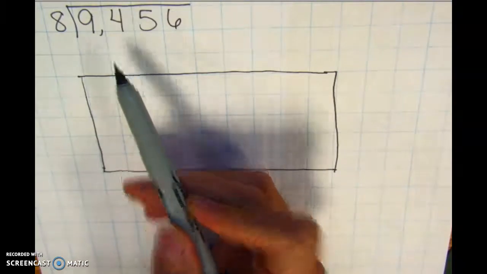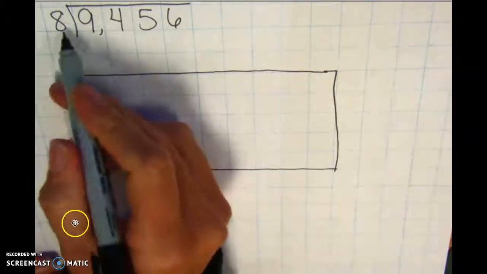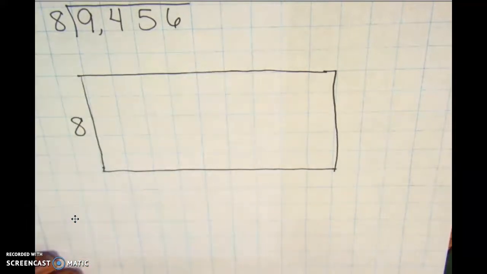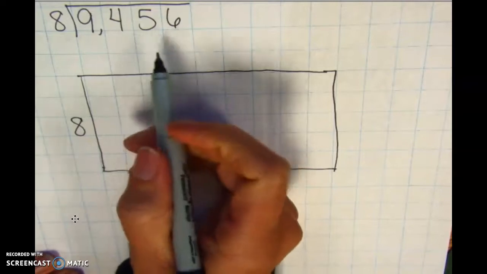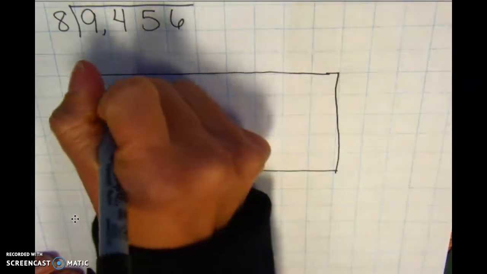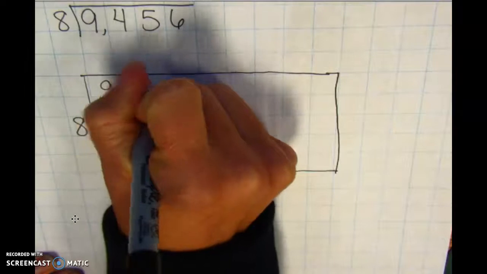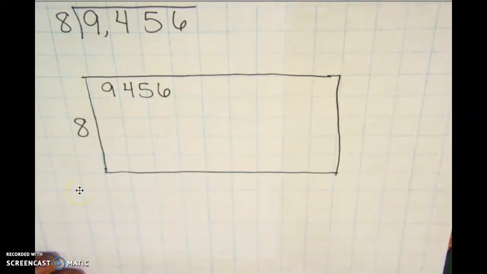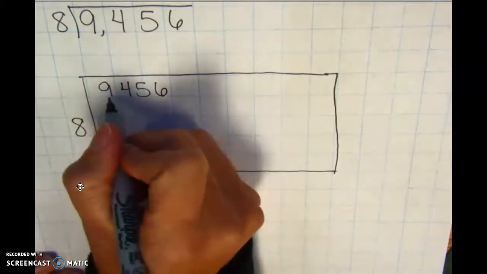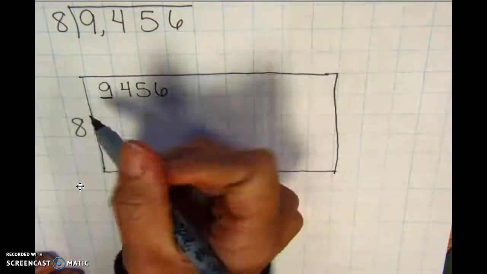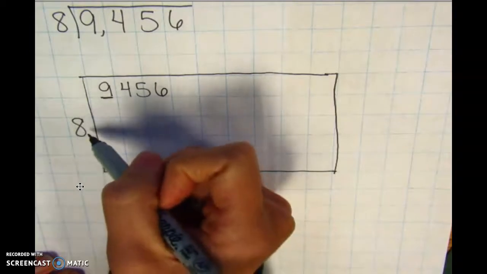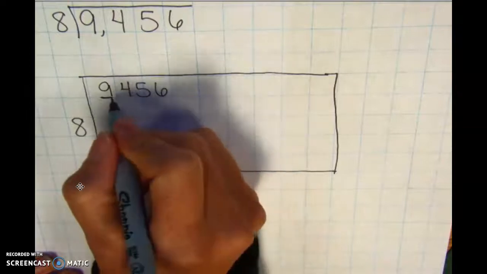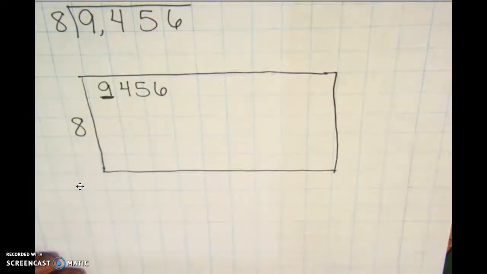But for our problem, 9,456 divided by 8, we are going to take our divisor and write it on the outside of our rectangle. Our dividend, the larger number, the number we have to divide up into pieces, will go in the top left corner of our rectangle. Now, the first thing I always tell students to start with is looking at the first digit in our dividend. And we need to ask ourselves, can 8 go into 9? And our answer is yes. So we can actually stop at our 9 and just look at our first digit.